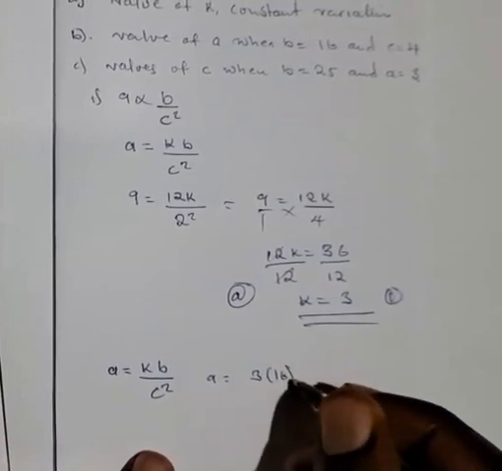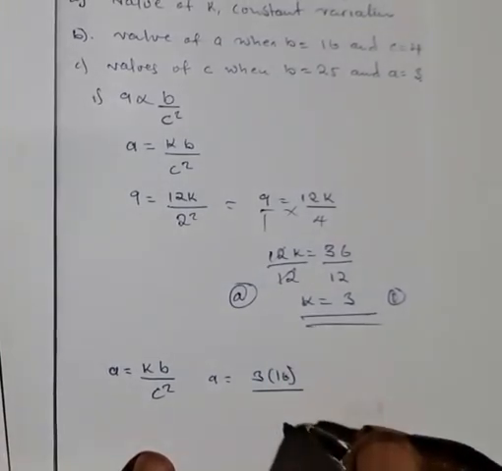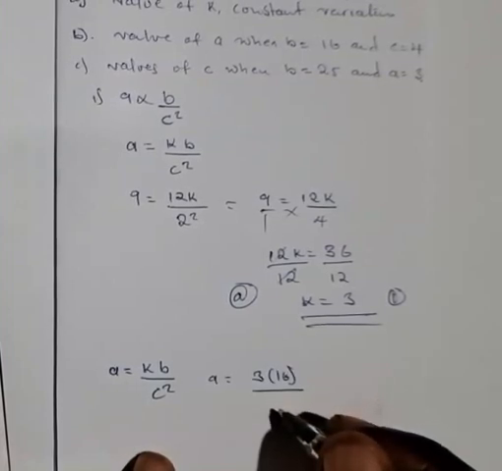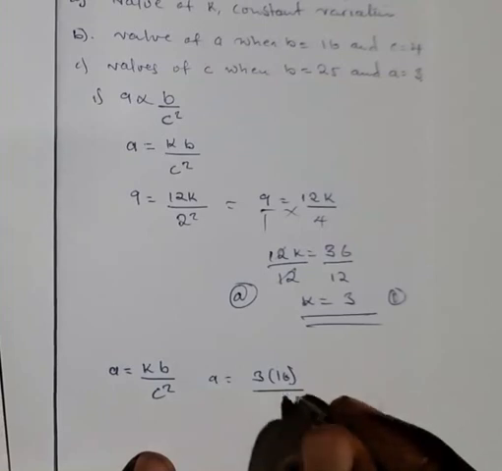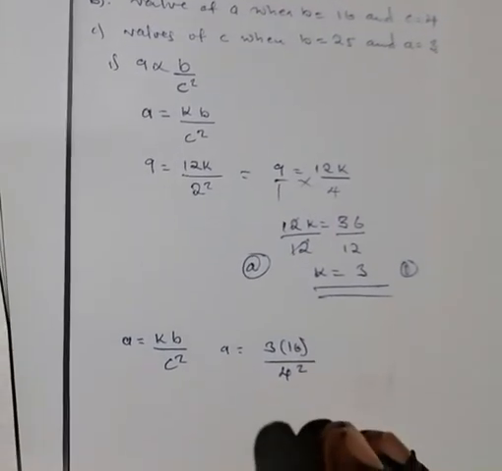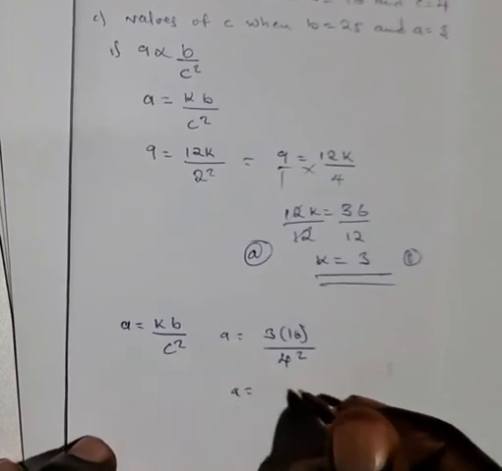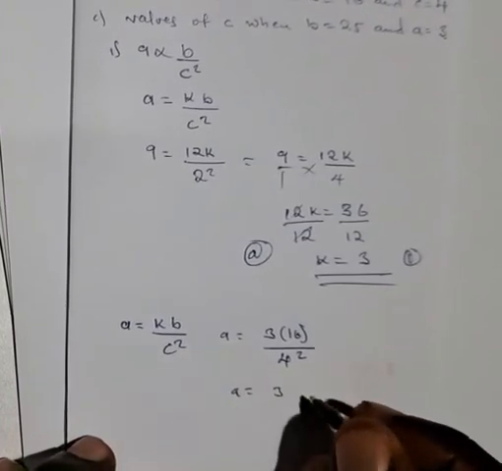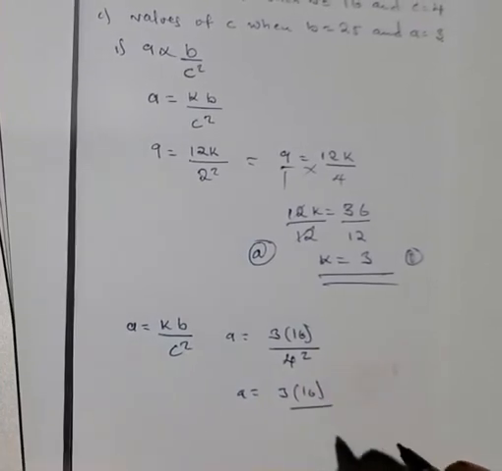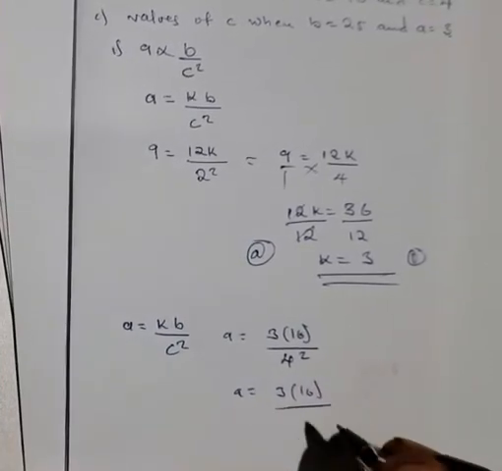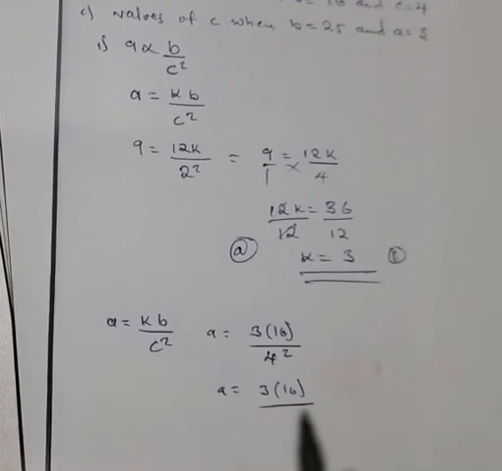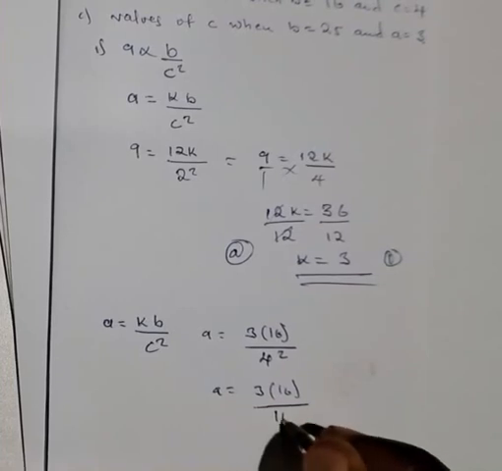Good. Then over C, I think C, 4 squared. Please on this one, this is 4 squared. Okay. A is equal to 3, then 16 there. Please, I beg you on this one. 4 squared is not 4 times 2. 4 times 4, which is 16.